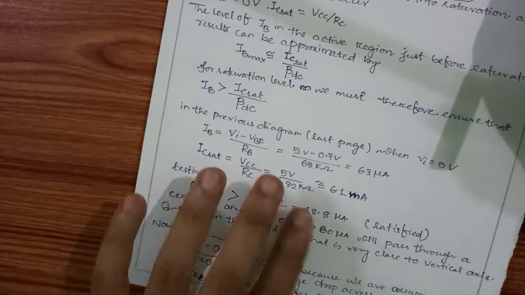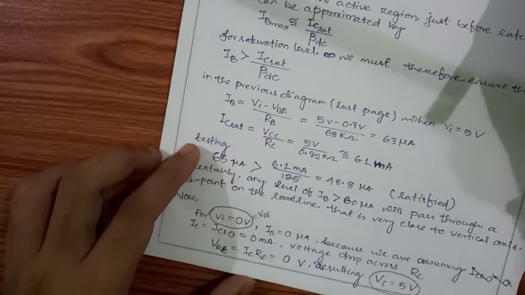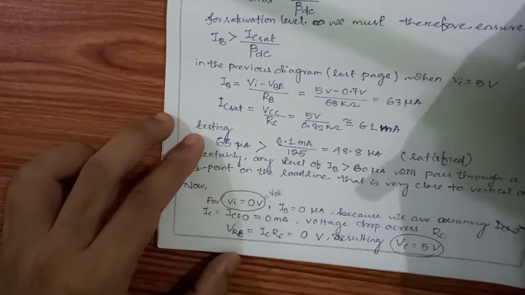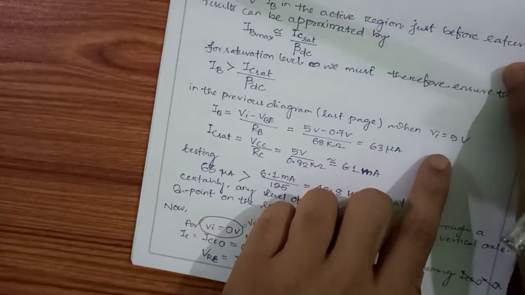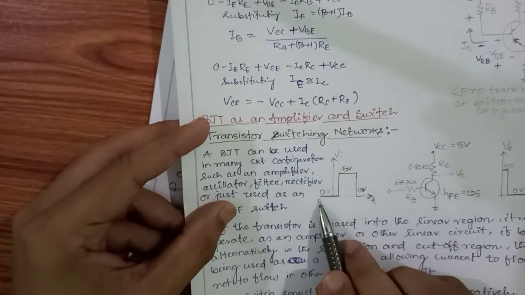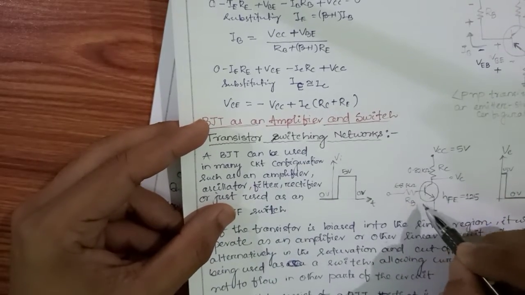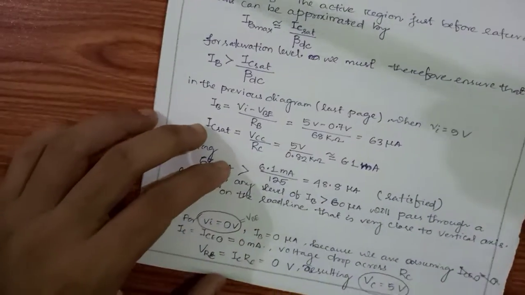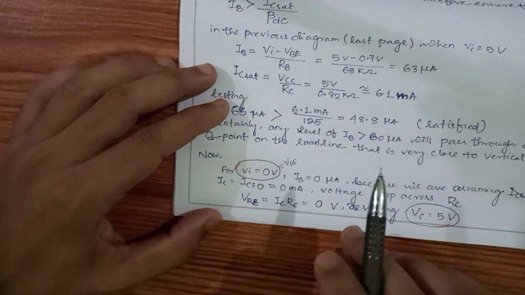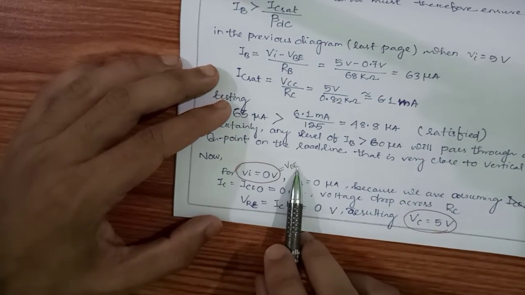Once this condition is satisfied, any value of IB will pass through the Q point. Now, this is for when V input is 5 volt. When this V input is 0 volt, or a very small minimum value of 0.7 volt across this VB, if that much voltage is applied, then what will happen?